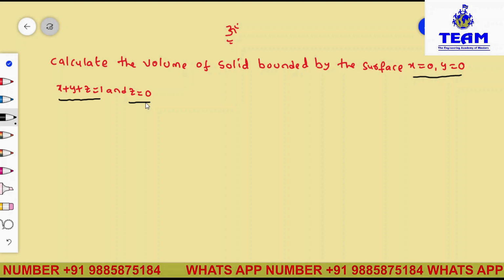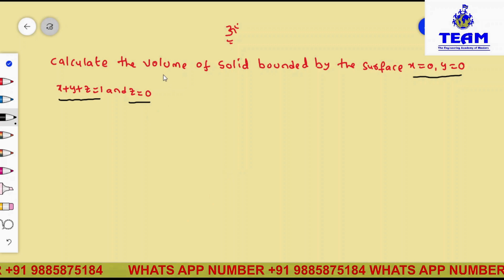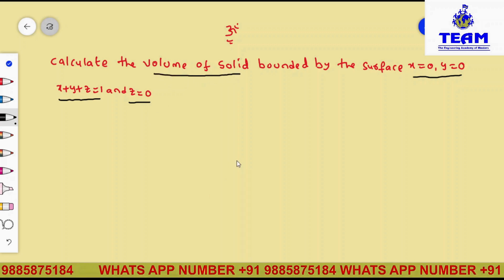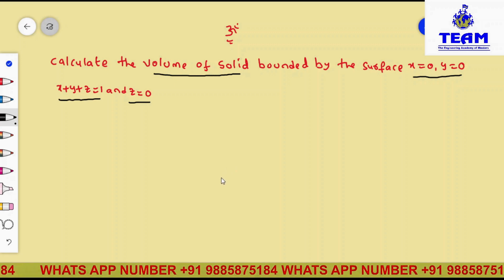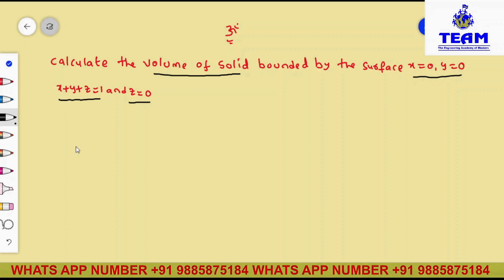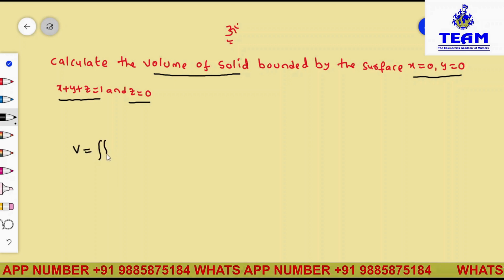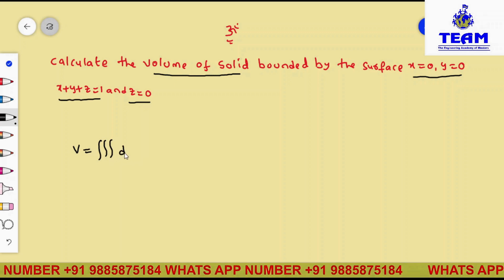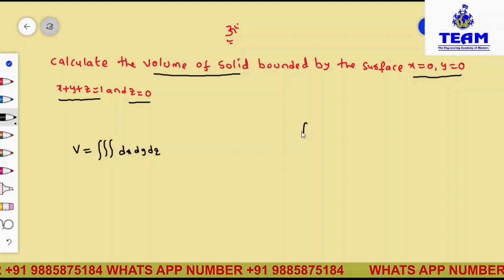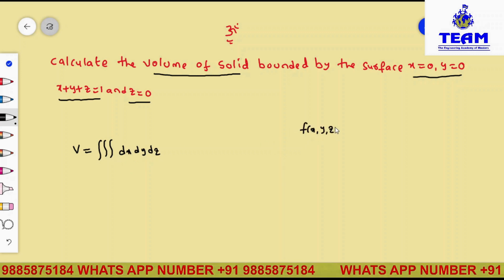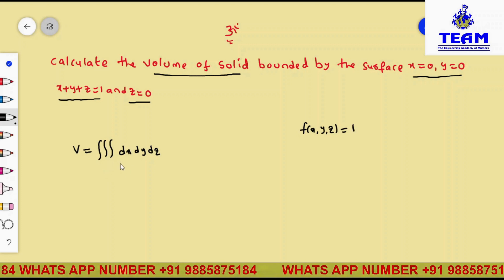Okay friends, what are we finding from the given problem? We are finding the volume of the solid. So, what is the formula we have? The volume of the solid, denoted with capital V, is equal to the triple integral of dx dy dz, where the integrand f of x comma y comma z is equal to 1.